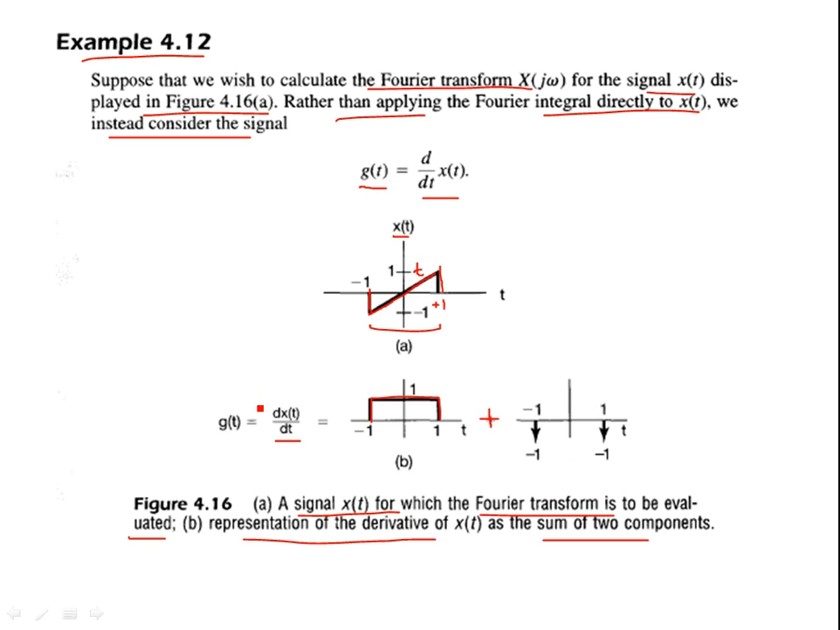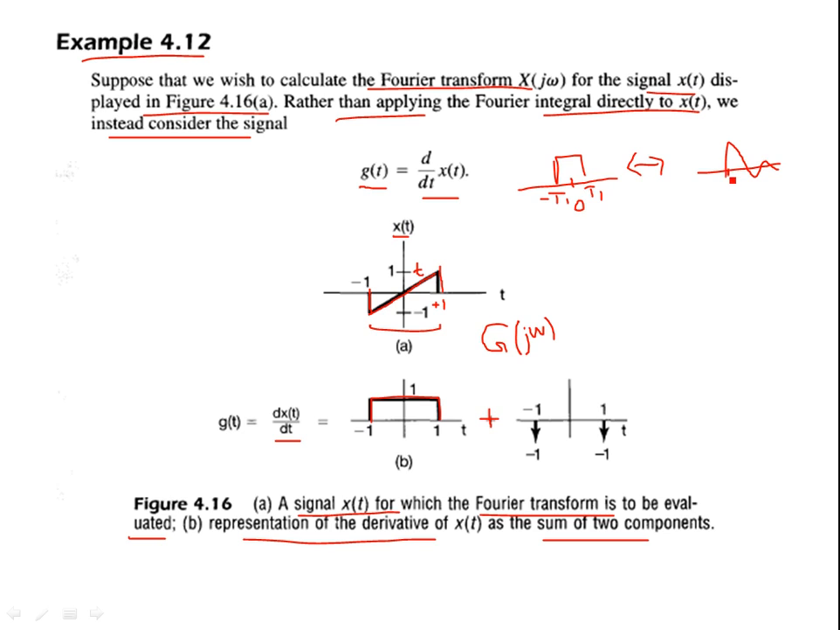So what is G(jω)? Let's see if we can write this by linearity. You can go ahead and write the Fourier transform. If you recall from your past example 4.4, for the signal which exists from minus t1 to plus t1, the Fourier transform was a sinc function.